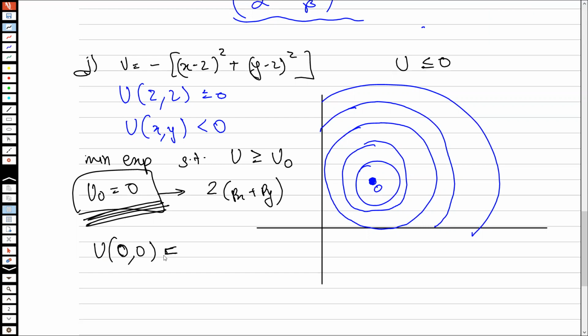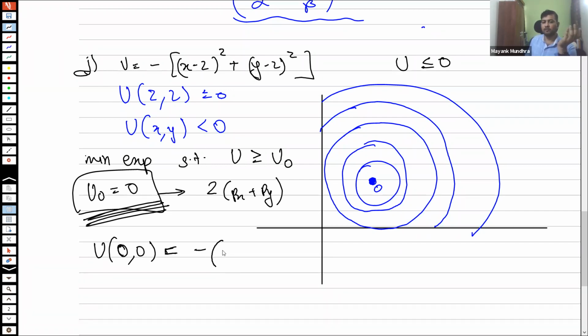Let me ask this to you. Yeah, -4. Okay, -8. -8, yeah. There's -2 square plus -2 square, so negative of 4 plus 4, so that is -8. So you can reach a level of utility -8 without any expenditure, and you can reach the maximum possible utility with an expenditure of 2px plus py.